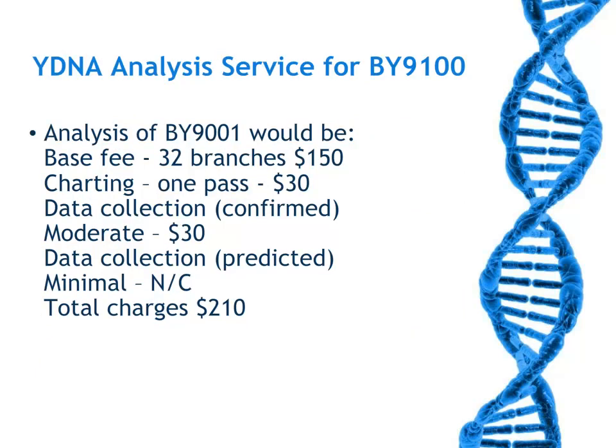So this particular analysis, the base fee, since this is 32 branches, would be $150. I did a quick one-pass charting, so that'd be $30, which is 20% more. I did a moderate amount of data collection, so that'd be another $30. I did a minimal amount of data collection for predicted, so there's no charge for that. So it's only a charge of $210, which is well worth it. This is less than a big Y test in this particular case.